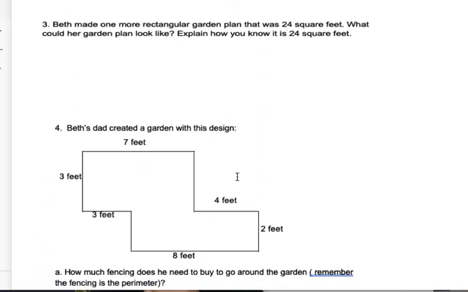Number 3, Beth made one more rectangular garden plan that was 24 square feet. Remember, the area is when we find squares. So think of a garden that will have 24 square feet. Think about the length and the width. How many rows, how many columns will show that?